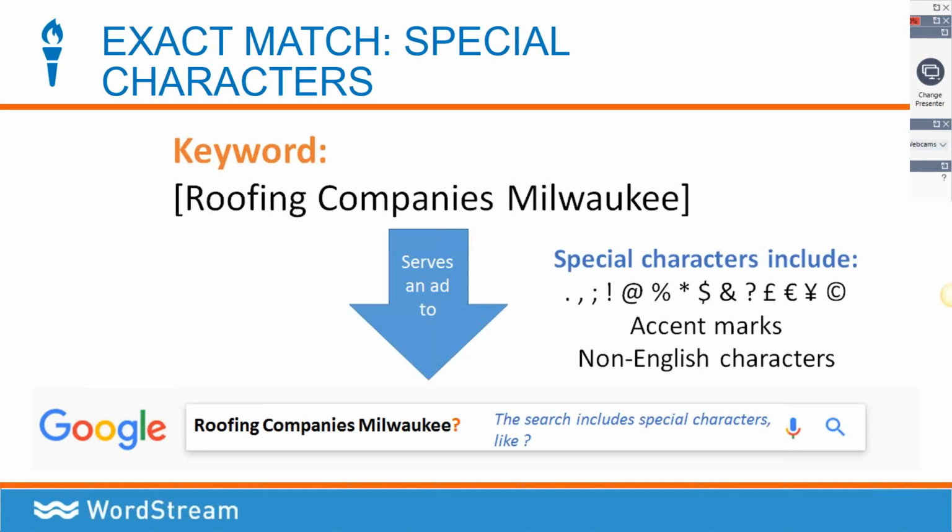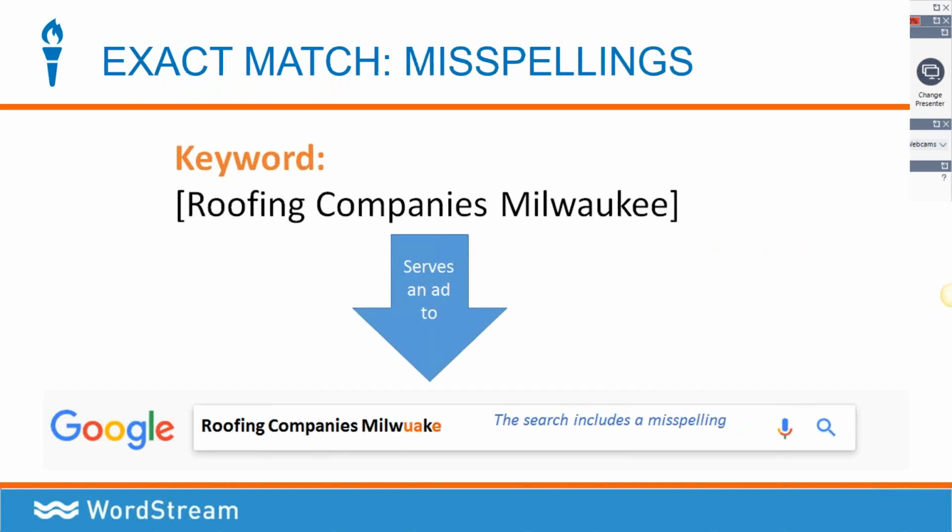For special characters, if someone queries roofing companies Milwaukee with a question mark, even if you are bidding on this keyword at exact match, it is still eligible to appear and it will still serve an ad. And misspellings. I don't know about you guys, I have a very hard time spelling Milwaukee. I think I misspelled this at least four different times when trying to put this deck together today. Misspellings are actually eligible to match to an exact match keyword, so roofing companies Milwaukee on exact match will serve an ad to a misspelled query.